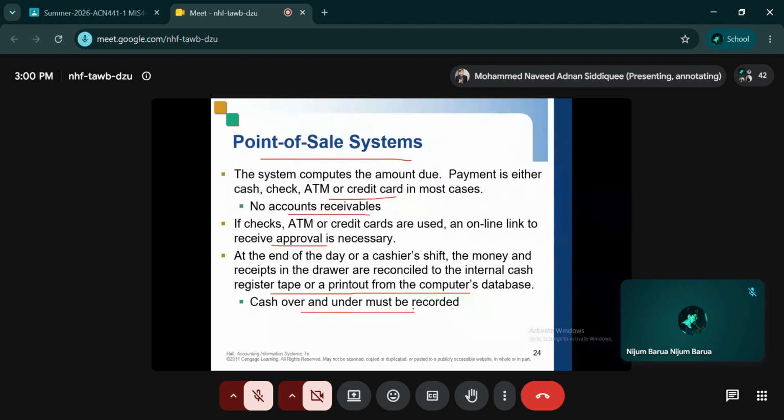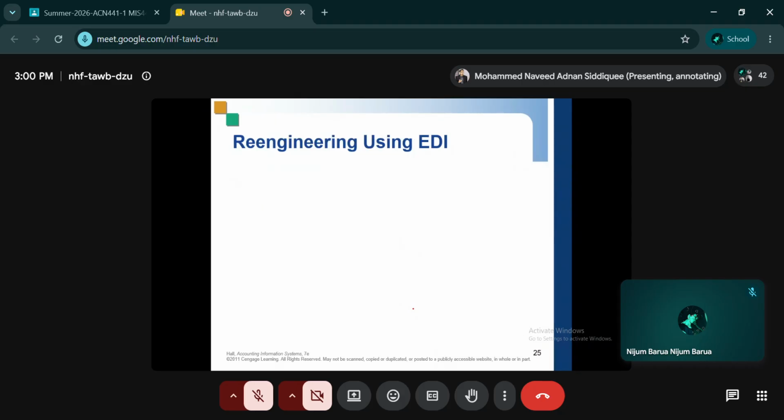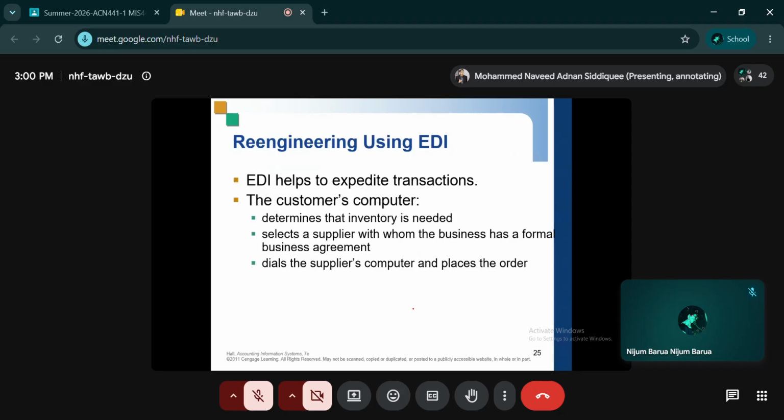Can all of you hear me? Yes, sir. Okay, so this is the point of sale. Now we are talking about re-engineering using EDI. Karo mone ache what is re-engineering? How do we define re-engineering?